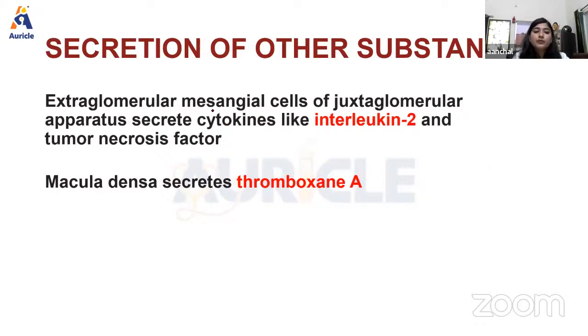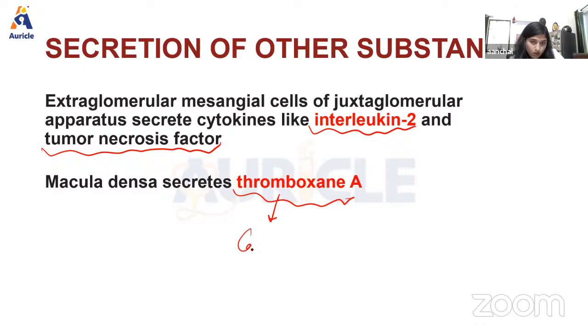Okay, then there is secretion of other substances also, like the extraglomerular mesangial cells of the juxtaglomerular apparatus secrete cytokines like interleukin-2 and some tumor necrosis factors. And the macula densa also secretes a very important hormone, thromboxane A2, which also causes renal vasoconstriction, meaning it decreases renal blood flow, right?